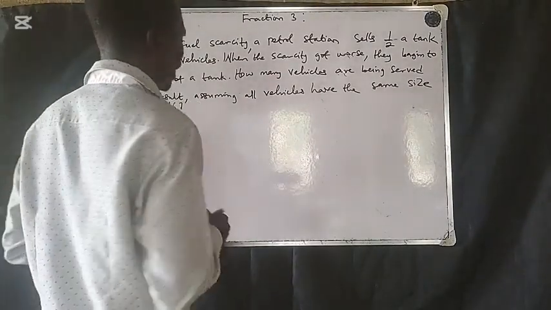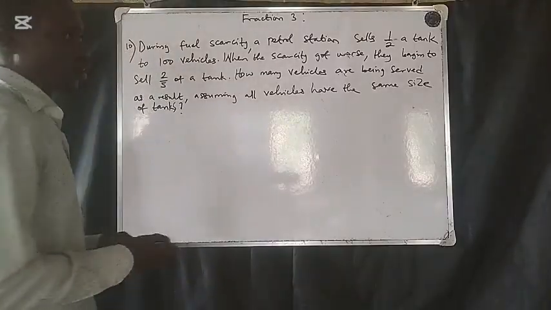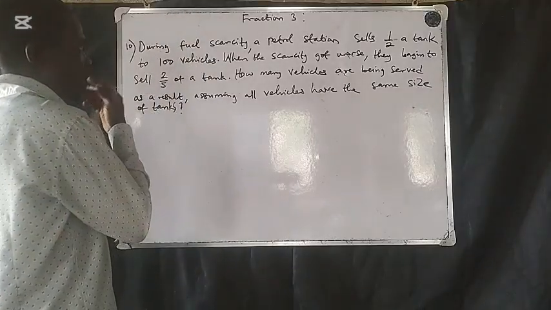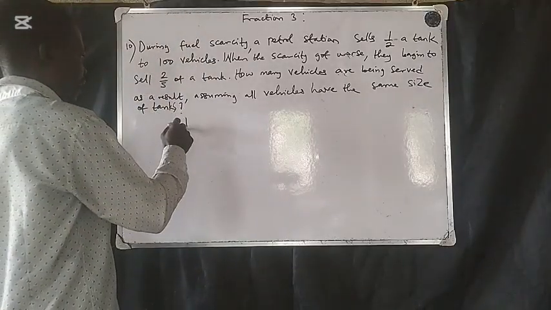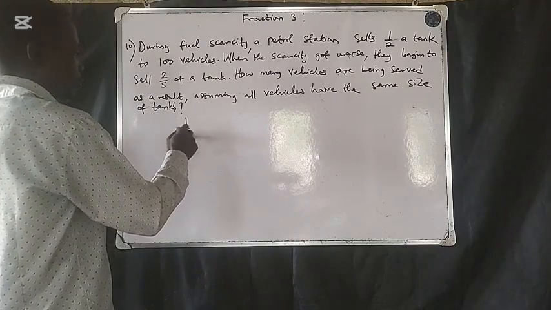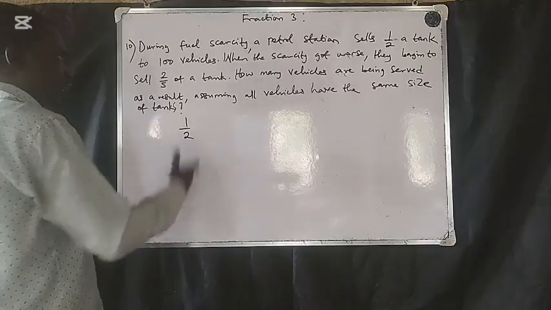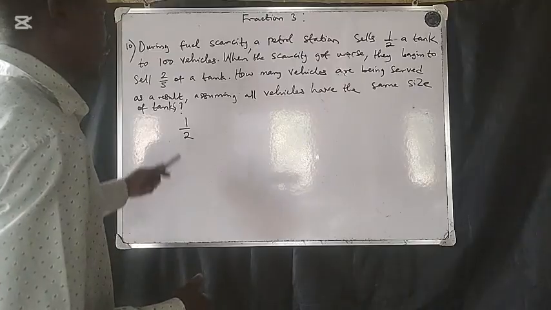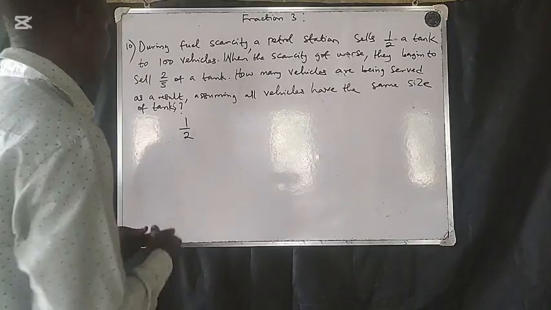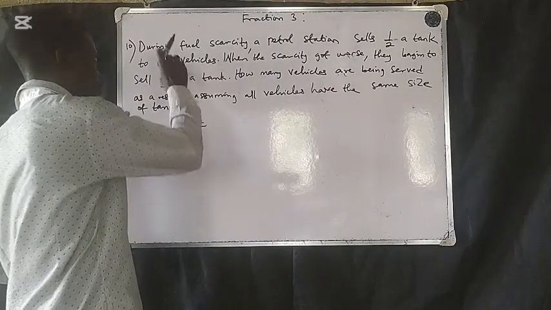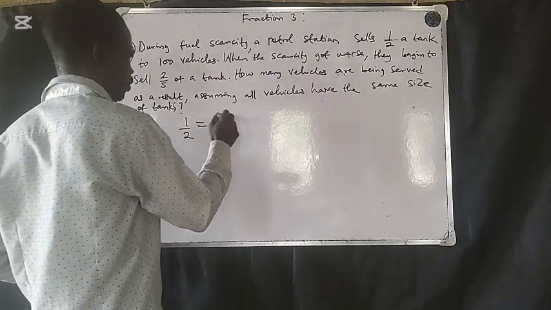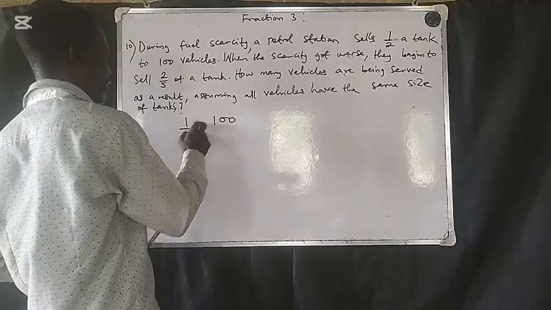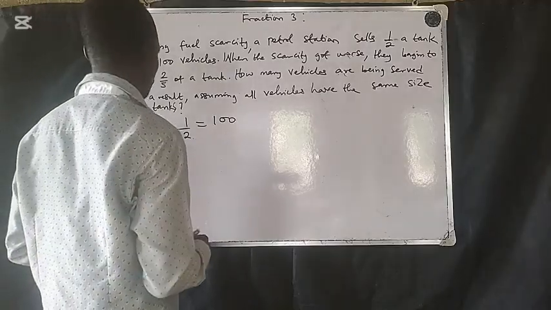So we have this question. Let's set up a derived proportion. So a vehicle is serving 1/2, every half a tank to every vehicle that comes. So when they were selling half a tank, they were able to serve 100 vehicles. When they were selling half a tank, they were able to sell to 100 vehicles.